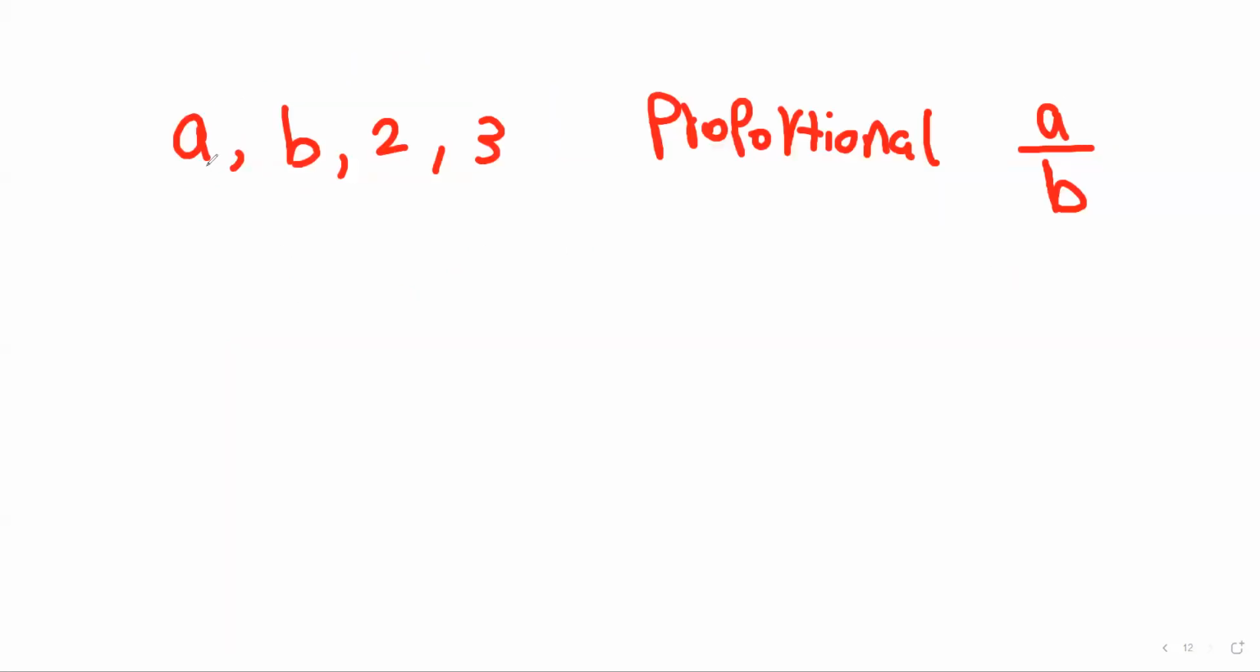A, B, 2, and 3 are proportional. So what is A over B? A over B equals 2 over 3.